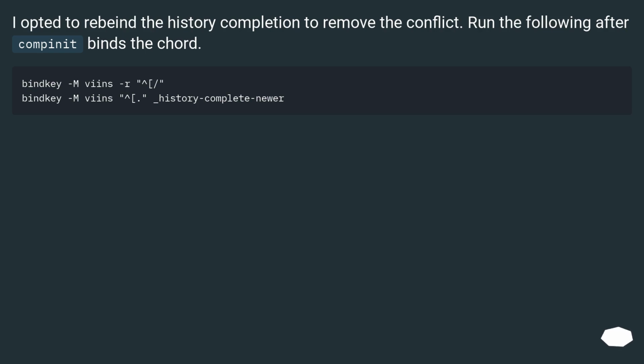I opted to rebind the history completion to remove the conflict. Run the following after you bind the chord.